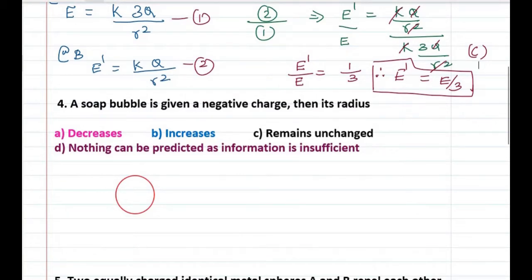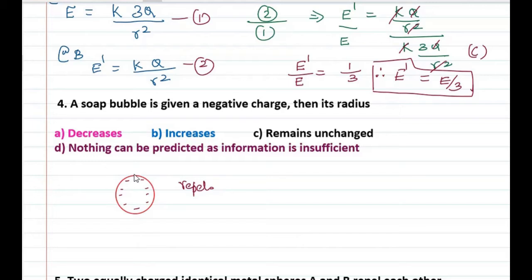Okay, next is the soap bubble. It is given a negative charge. So we have a negative charge in the soap bubble. Due to the symmetric property of this bubble, all the charges will repel because all the charges are negative. So each charge will repel each other. So negative charges repel, so there is a repulsive force along the surface of the bubble, right?